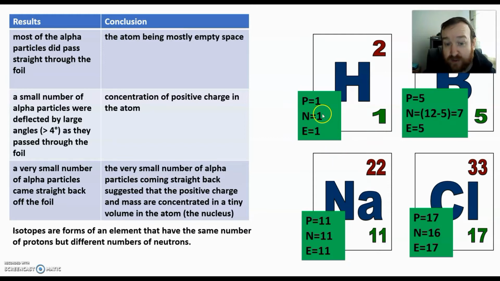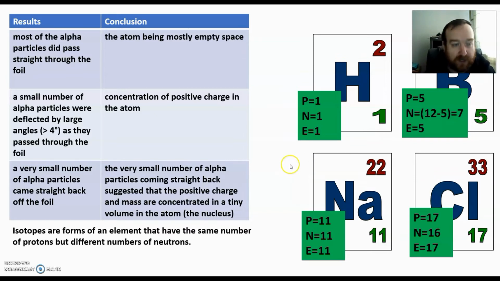Then I've got protons, neutrons, electrons for hydrogen, so 1, 1, 1. Remember, we take the little number from the big number to get the number of neutrons, so 2 take away 1. We've got boron 5, 6, 5. We've got sodium 11, 12, 11. And chlorine 17, 18, 17. Okay, so give yourself some ticks and some pats on the back if you got those right.